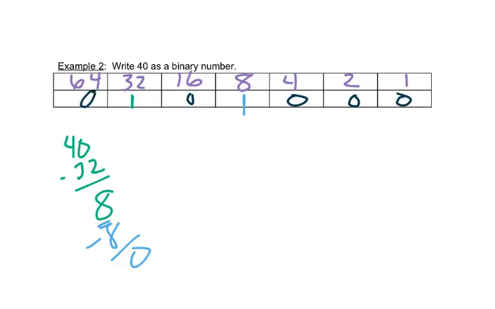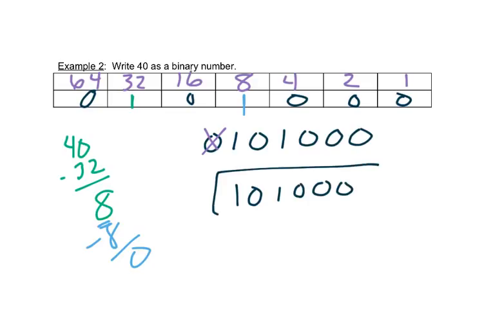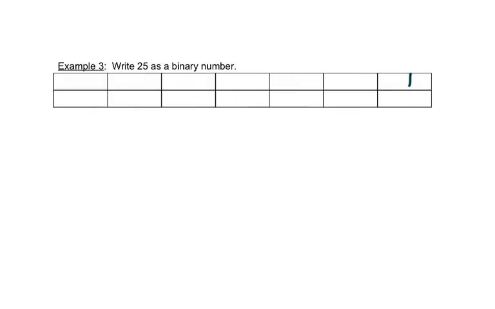And this is how we write our numbers: 1, 0, 1, 0, 0, 0. We don't put any commas in. We don't normally write a 0 at the very beginning. So we'd have this is the binary number for 40. Let's do it again. We'll again fill in our numbers here.